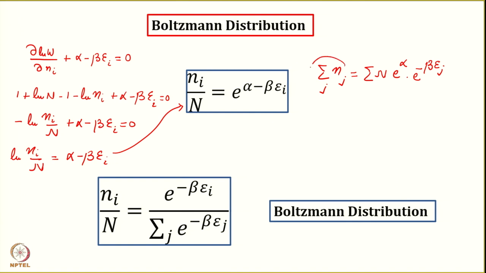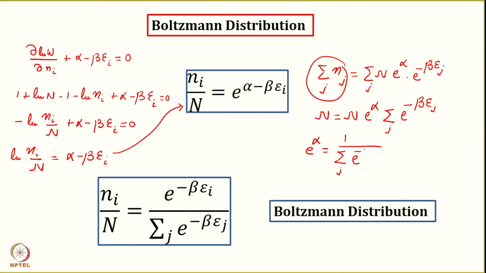This one is equal to n. Total number of particles is equal to n. It comes out, exponential alpha constant comes out. Summation we have j exponential minus beta ej. So therefore, what we have, exponential alpha is equal to 1 over summation j exponential minus beta ej.